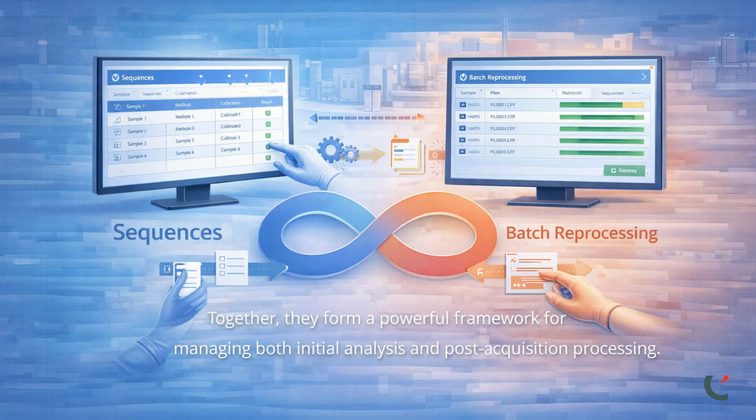In the previous chapter, we discussed sequences and batch processing and how they work together to automate workflows within Chromperfect. Sequences define how each run should be handled, while batch reprocessing allows those workflows to be revisited and updated after acquisition in a controlled and efficient way.